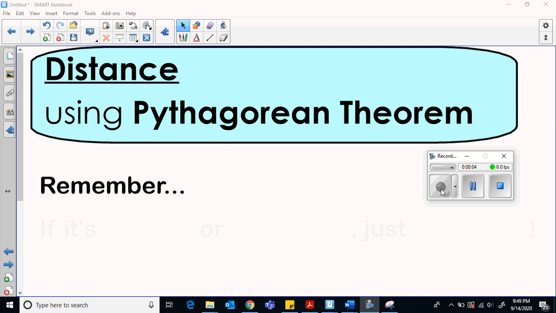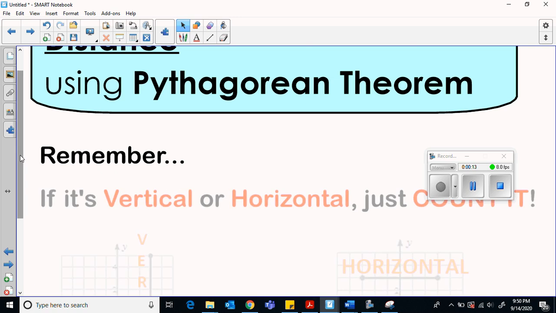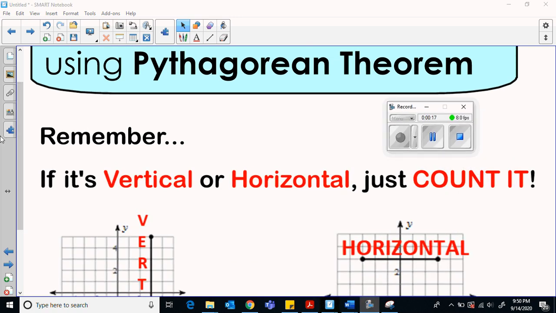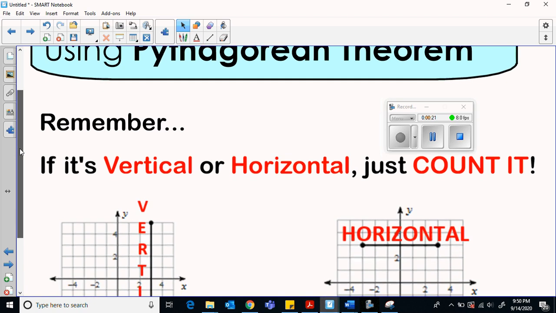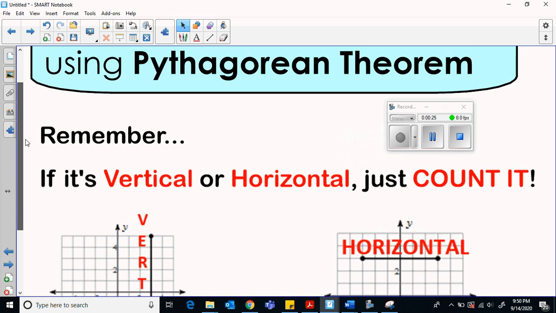Okay, let's talk about finding the distance using the Pythagorean theorem. So let's just refresh what we talked about before. Remember that if it's a vertical or horizontal line, we're just going to count it. We count the vertical line up and down, and we count the spaces on the horizontal, left and right, and we can find the distance that way.